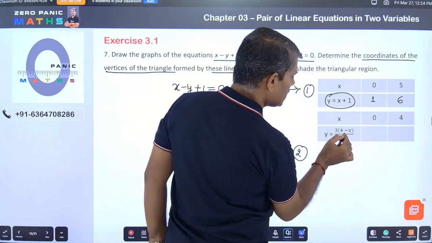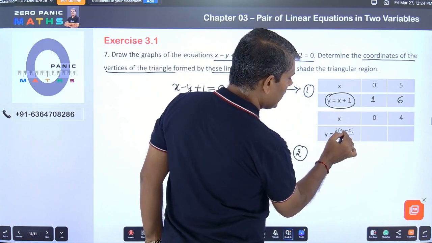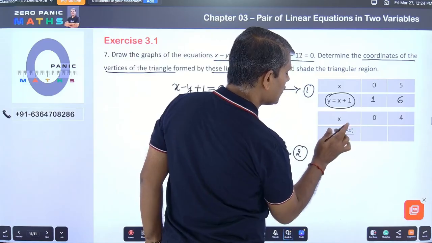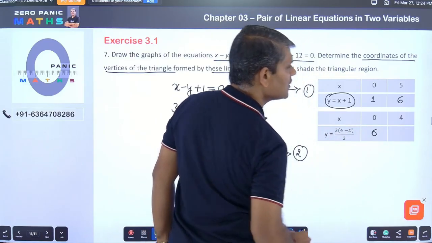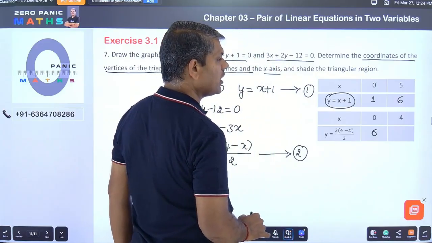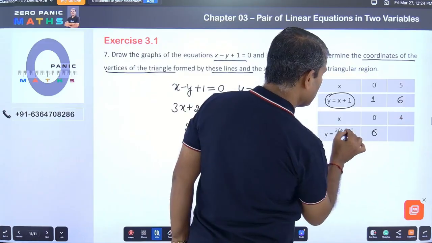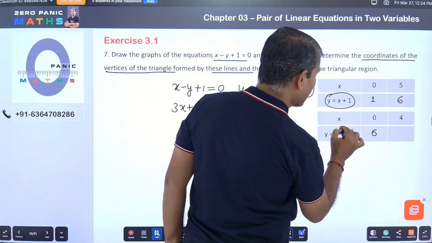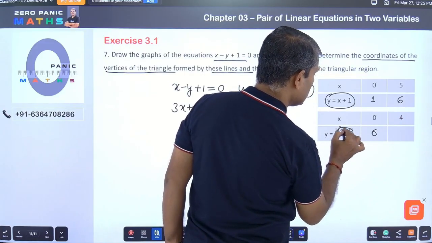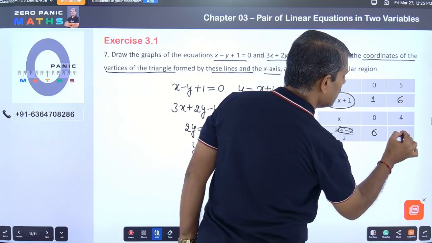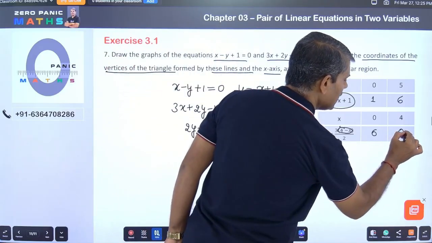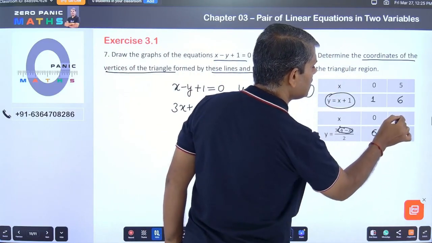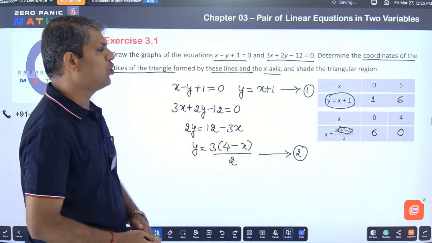Secondly, putting 0 in place of x actually makes 4 minus 0 as 4. 3 4s are 12 by 2 is actually 6. So (0, 6) is the first coordinate for this. And putting 4 here makes the whole factor 0. So 3 zeros are 0 by 2, which is actually 0. Right? These are the two coordinates: (0, 6) and (4, 0).